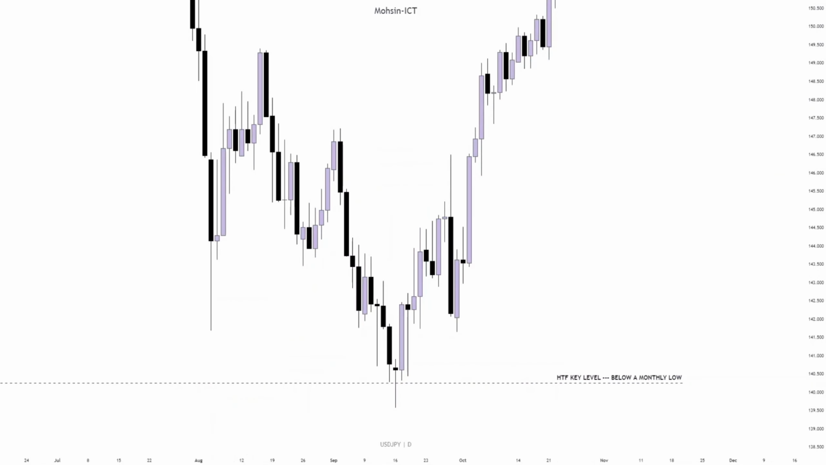Here we are. We have our same higher time frame key level right here. We are below a monthly low. After our very first condition is met, we look for the second condition, which was sufficient stop run. As we are below a monthly low, we obviously took a lot of sell side liquidity right here, and we have a lot of fuel to jump higher. So we also took the liquidity right here on the daily chart and some short-term stop runs as well.